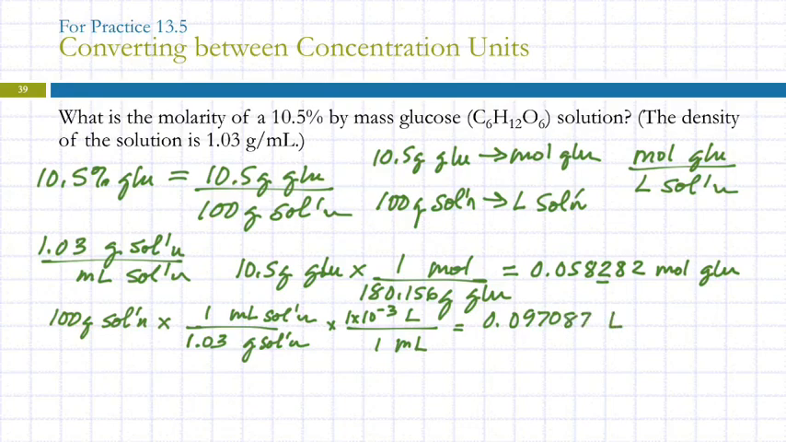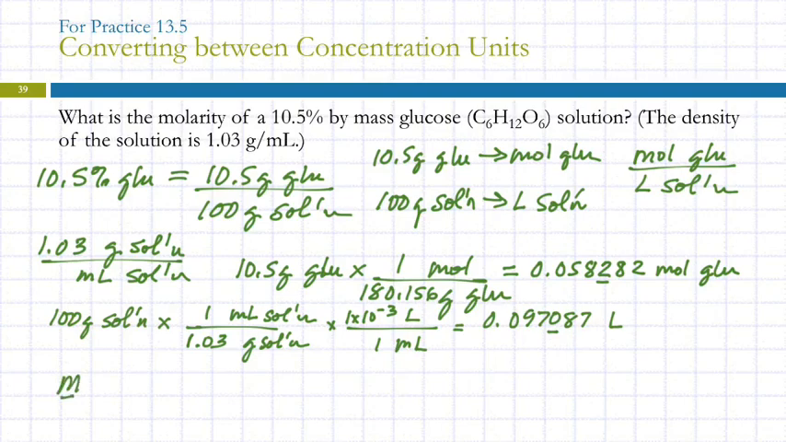Now, sig figs. What about this 100? How many significant figures does that 100 have? It's infinite. It's an exact number. The sig figs are in the 10.5. Percent is defined as per 100, per exactly 100. So this would have an infinite number of significant figures. This is also an exact conversion, but the 1.03 has 3 sig figs. So we got 3 sig figs there.